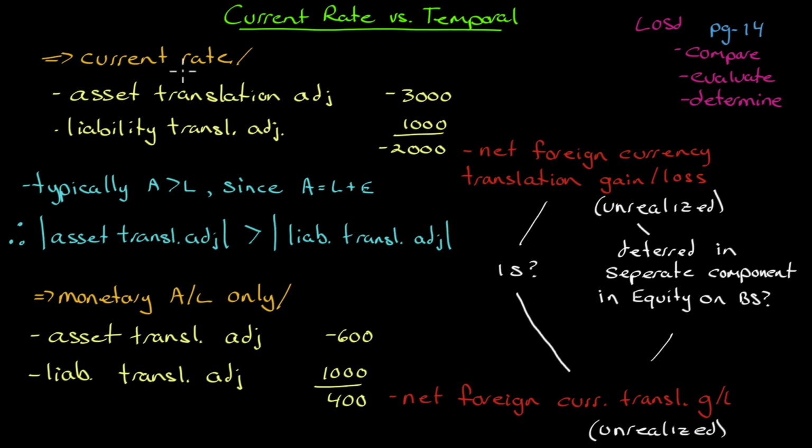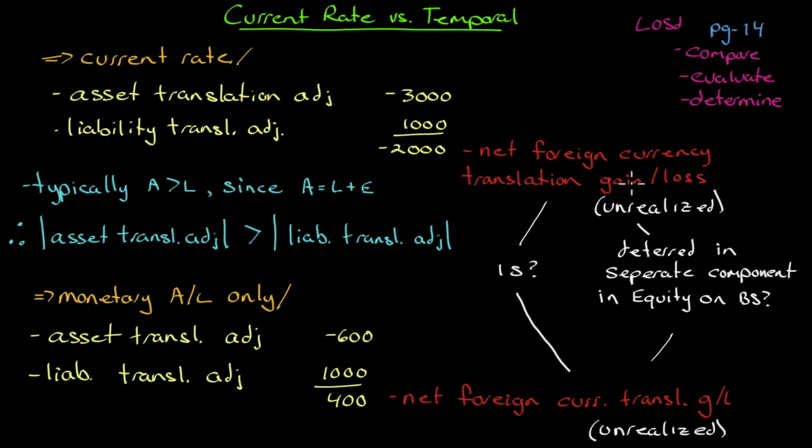When everything was translated at the current rate, the asset translation adjustment was negative $3,000. Our total assets dropped by $3,000. Our liability translation adjustment was in our favor by $1,000 because we owed $5,000. After the translation, it was only $4,000. So negative 3,000 on the assets, 1,000 on the liability. It's negative 2,000. That is called the net foreign currency translation gain or loss.